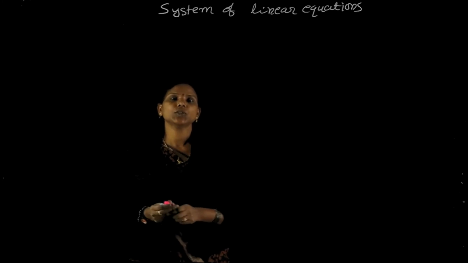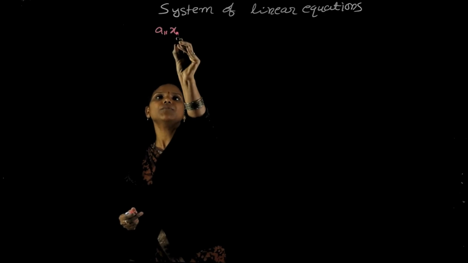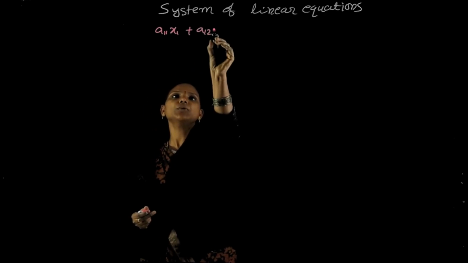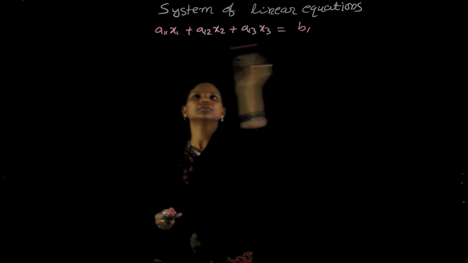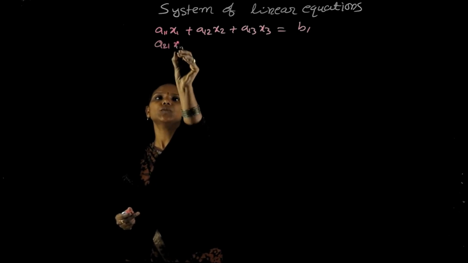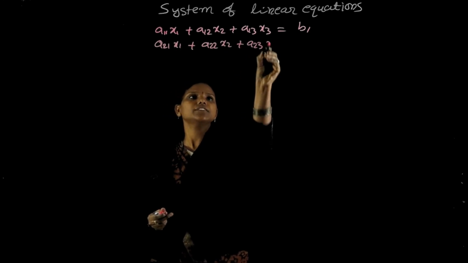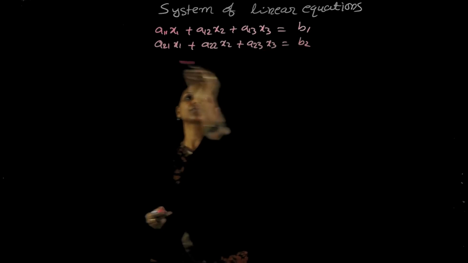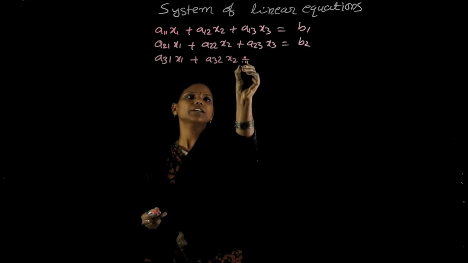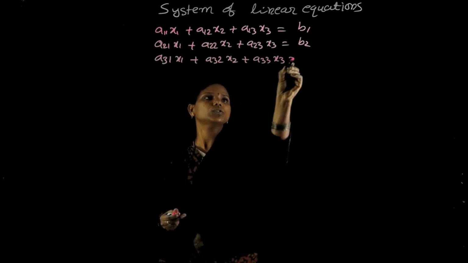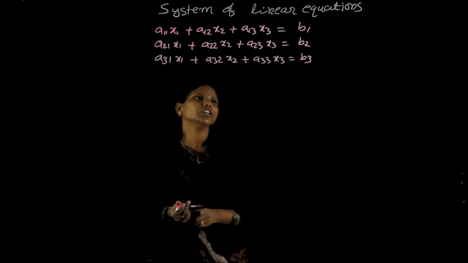First of all, let me explain system of linear equations. Suppose I have this system a11x1 plus a12x2 plus a13x3 equals to b1. a21x1 plus a22x2 plus a23x3 equals to b2. a31x1 plus a32x2 plus a33x3 equals to b3. Now we can convert this system of linear equation into matrix equation.